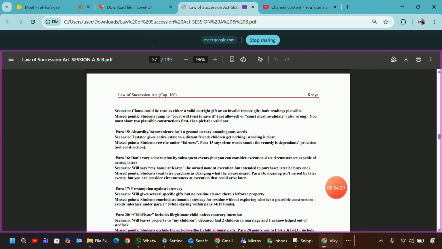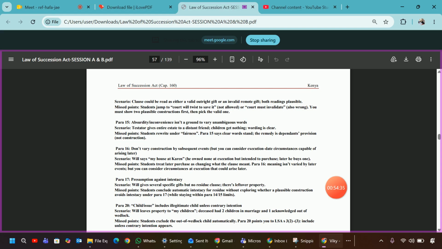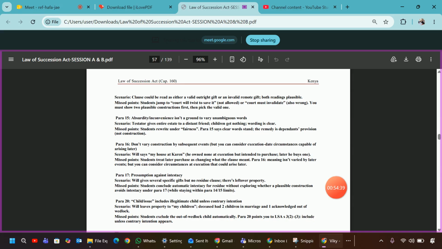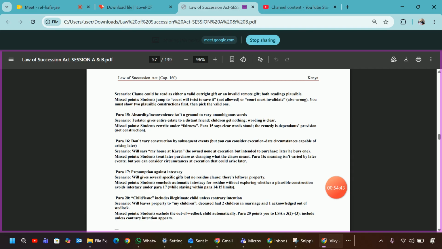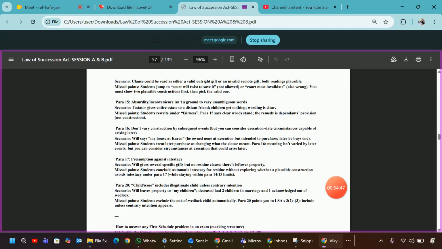Paragraph 15: absurdity or inconvenience isn't a ground to vary unambiguous words. The testator gives his entire estate to a distant friend. Children get nothing. The wording is clear. Students rewrite under fairness, but paragraph 15 says clear words stand. The remedy is a dependants' provision, not construction.